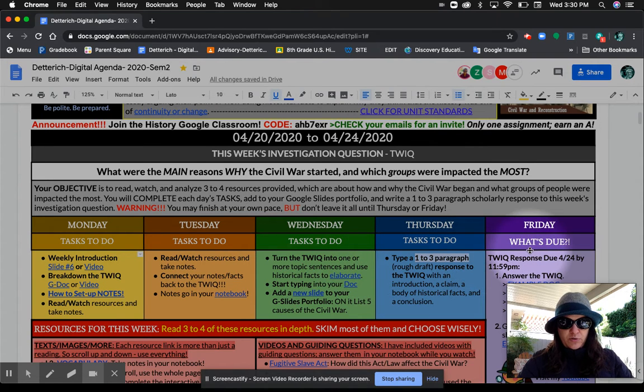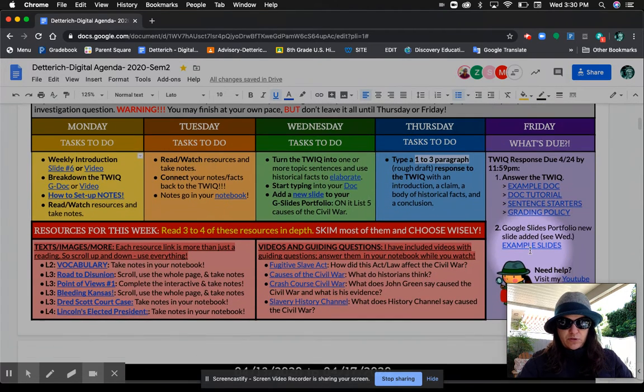Friday is a very important day because Friday just explains what is due on Friday. I give you example docs. Sometimes we have agents, students, scholars, as you might know them, that give me excellent answers, and I will put them in there so you can see what a great answer looks like. No student or agent names will be included.